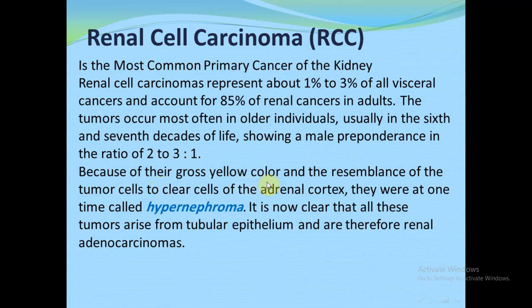because of their gross yellow and the resemblance of tumor cells to clear cells of the adrenal cortex. احنا هو ليش يسموه الاسم ثاني سابقا كانوا يسموه هايبر نفروما. الهايبر نفروما اجى من انه الجروسلي يكون يلو كلر. ليش يلو color?